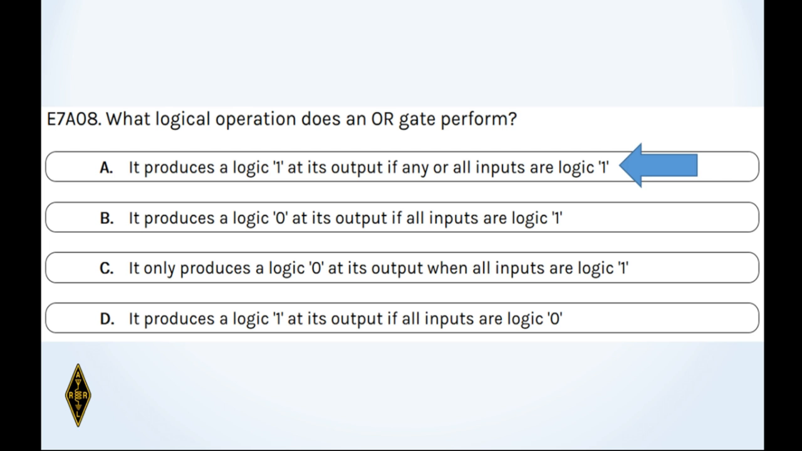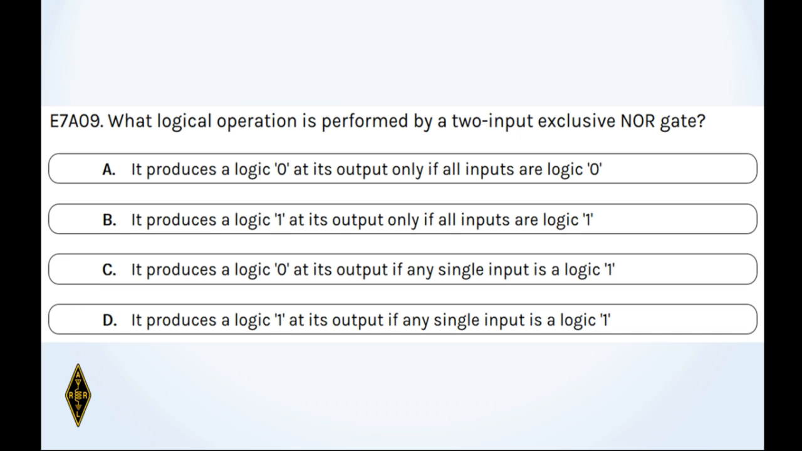And what logical operation is performed by a 2-input exclusive NOR gate? So exclusive OR will provide 1 on the output if one or the other input is a 1. But if both are, it won't. So that's an exclusive OR. Well, with an exclusive NOR, there's an inverter on the output. So it'll provide a logic 0 at its output only if a single input is at a logic 1 level.